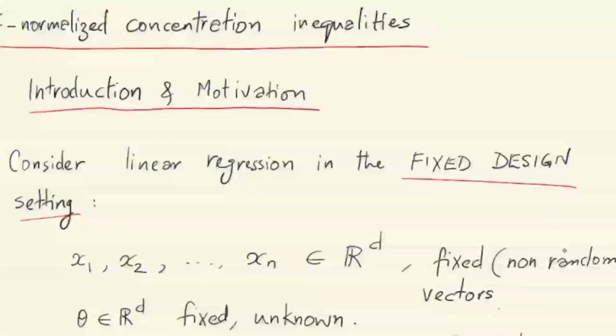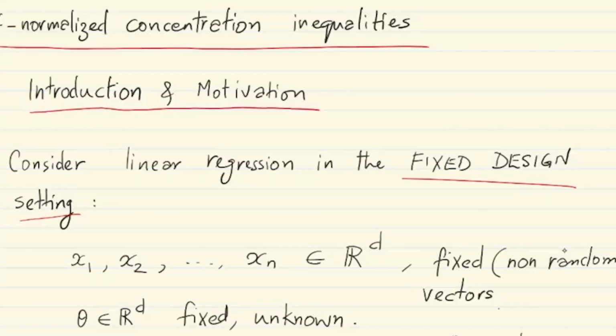Hi all, this talk is going to be about what are called self-normalized concentration inequalities. This is a method to prove concentration inequalities for functions of sequential processes where current random variables depend on previous random variables, and so there's a lot of time correlation.